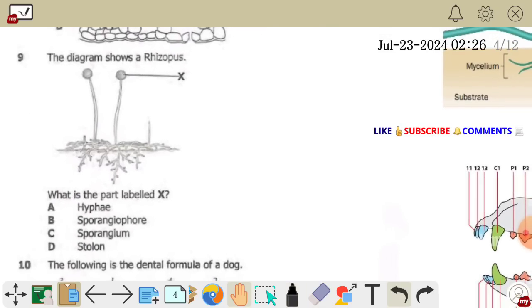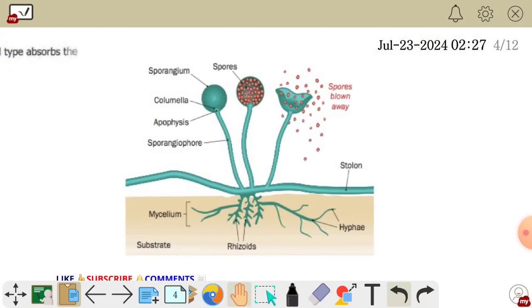So question 9 reads, the diagram shows a rhizopus. So this is a rhizopus. Which is the part labeled X? So to answer this question, let's first see the diagram of a rhizopus.